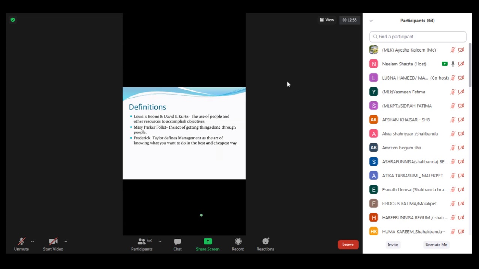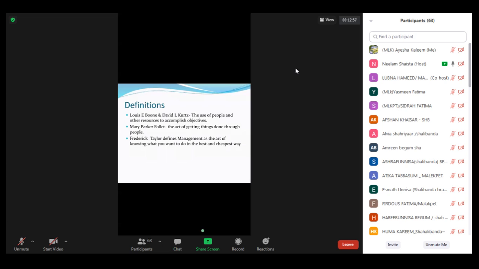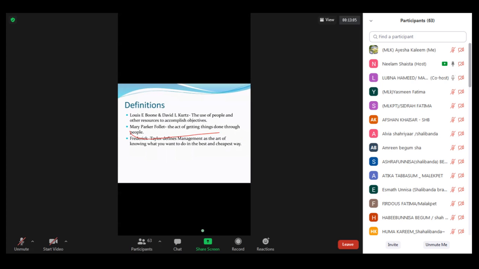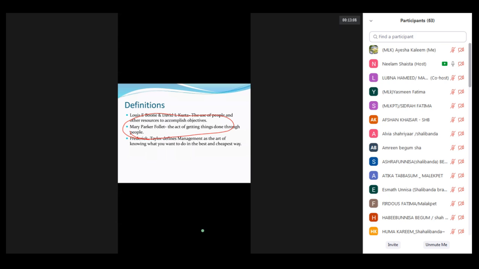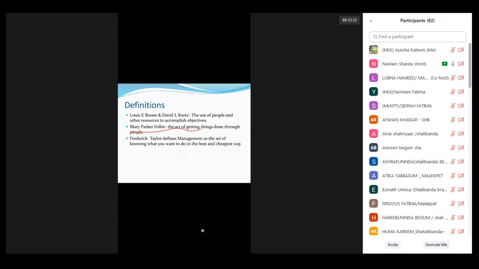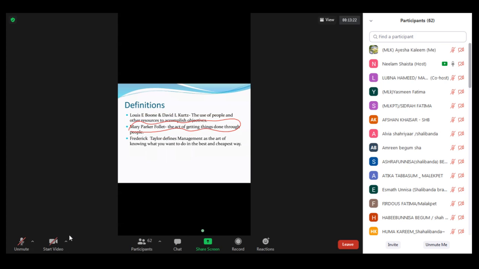Okay, moving ahead. The important definition to mark as highlighted from your examination point of view is this one. I'll be showing. This definition is suitable for management: the act of getting things done through people, through others.